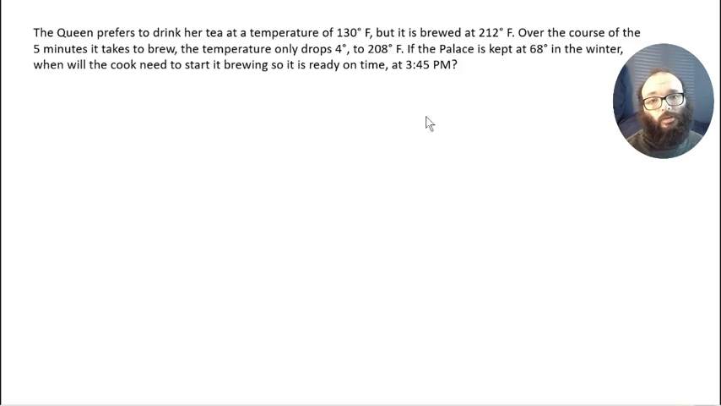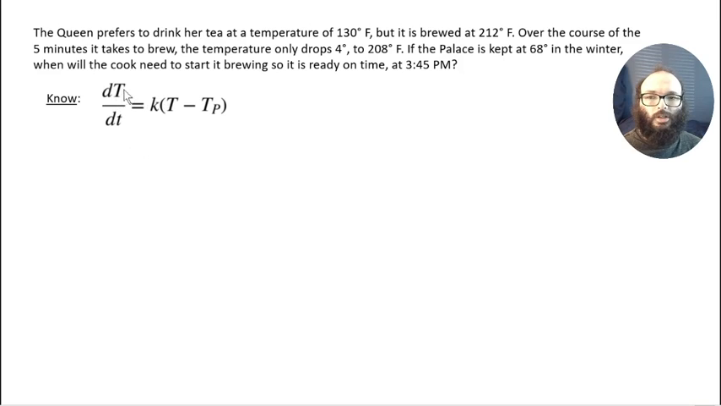So the thing is, what is this? What are we looking at here? We're looking at something cooling. So we need to use Newton's law of cooling. And we know that we need to use it. So here it is. In this case, I've labeled the temperature of the surroundings Tp for palace. But what is Newton's law of cooling? Well, what is it telling us?